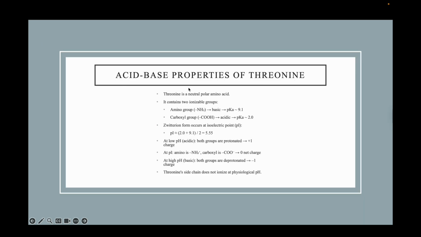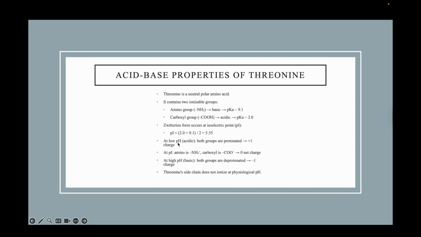Acid-base properties of threonine. Threonine is a neutral polar amino acid. It contains two ionizable groups: the amino group, basic, with pKa 9.1, and the carboxylic acid at 2.0. The zwitterion form occurs at the isoelectric point, pI. The pI is the pKa of the carboxyl group and the amino group added and divided by 2, and we get 5.5 for the zwitterion.